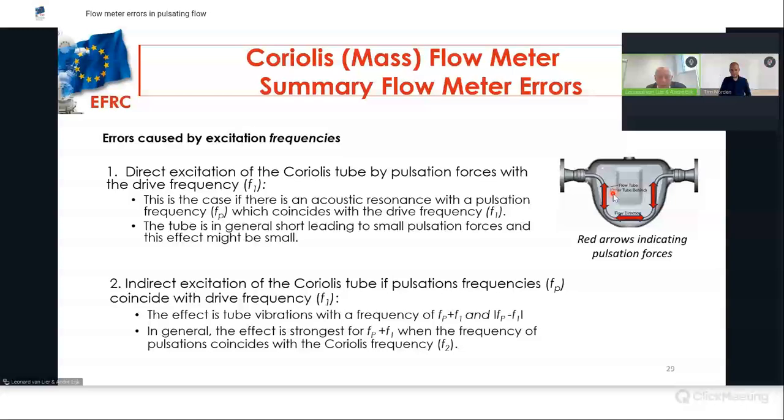that means that the pulsation-induced forces are in general low, and also the flow meter error will probably be small for those meters. There is also a so-called indirect excitation of a Coriolis tube if the pulsation frequencies Fp coincide with the drive frequency F1, and the effect is that you get tube vibrations with a frequency of Fp plus F1, so the pulsation frequency plus the excitation frequency, and also the pulsation frequency minus the excitation frequency. And in general, the effect is strongest for Fp plus F1 when the frequency of the pulsation coincides with the Coriolis frequency F2.